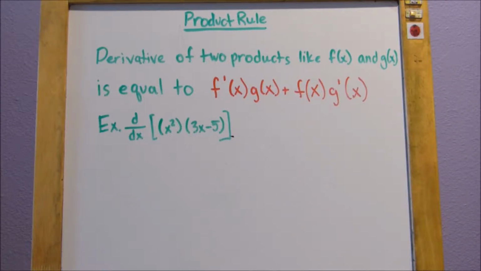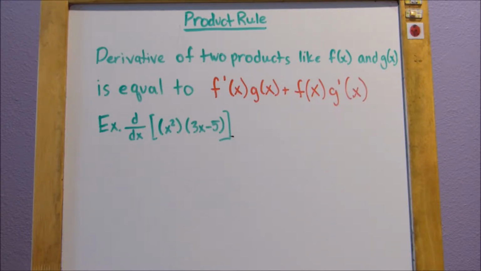Alright, so today we're going to talk about the product rule. The product rule states that the derivative of a product of two functions, like f(x) and g(x), is equal to the derivative of f(x) times g(x) plus f(x) times the derivative of g(x).